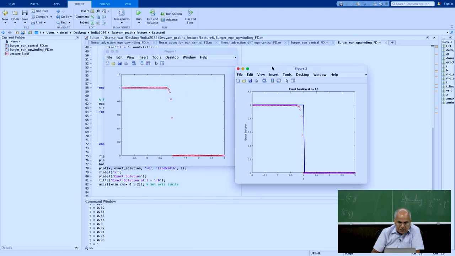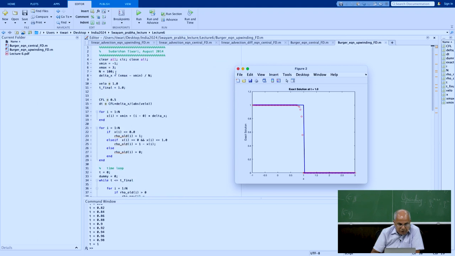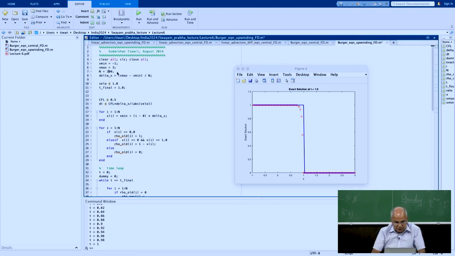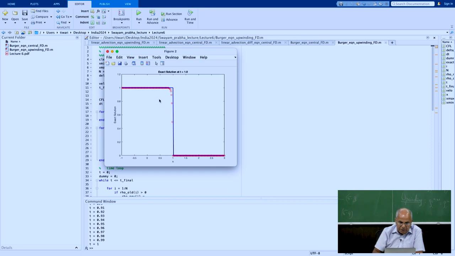Now let us increase to 200 points, what will happen? I hope with 200 points the solution should be better. It should go close to the shock point, yes. So it is still running. It's still stable, even with more points. It looks a little bit sharper than the 100 points. So now it is better.